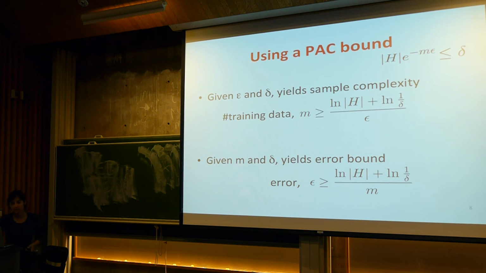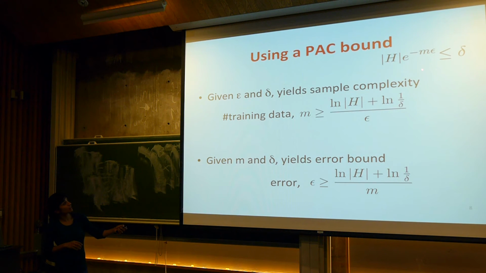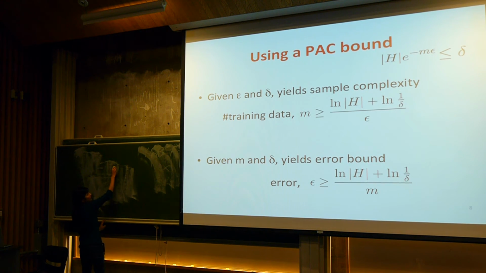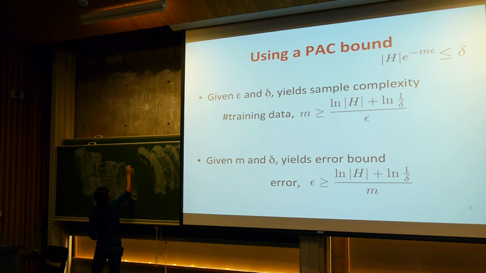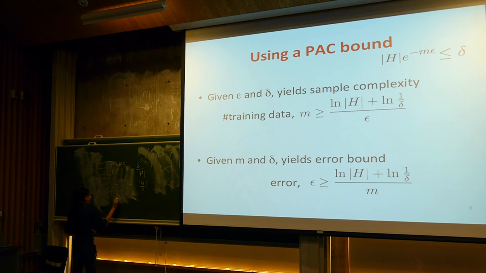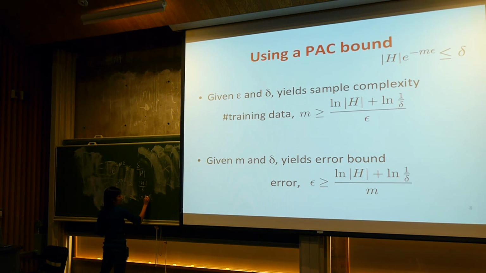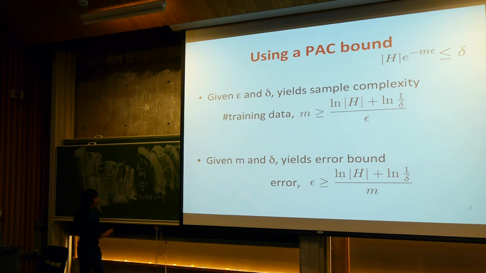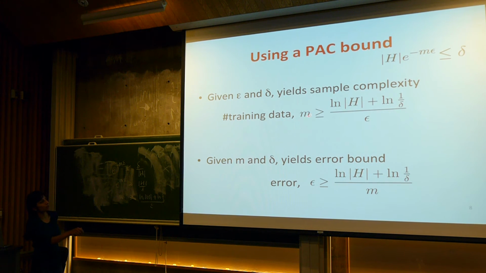And that's maybe something we can quickly look at. Just flipping it around, we get, I can write e to the minus m epsilon is less than delta over mod h, or e to the m epsilon is bigger than mod h over delta, and taking the natural log, we get log of mod h plus log of 1 over delta, and this gives you the m, right? So you should be able to flip these things around, and if you're given delta and epsilon, you want to find how much data you need, it gives you a bound on it.